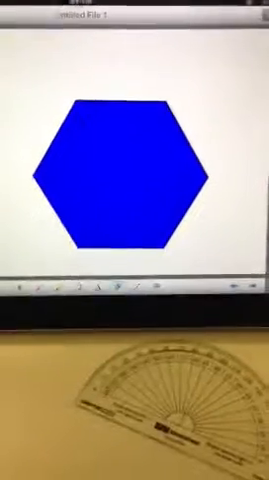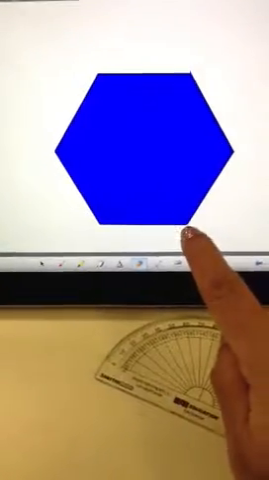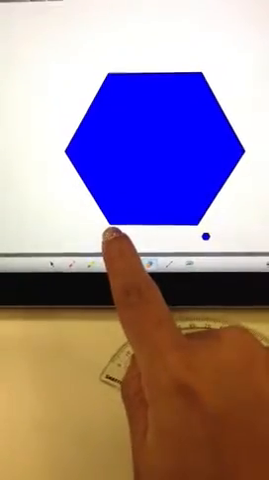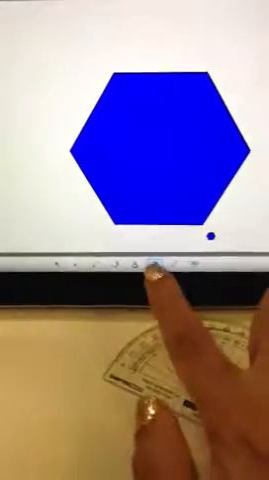I'm going to stretch it out. And I can see different kinds of angles in it. I see big angles that look stretched out. Those are obtuse. They're bigger than 90 degrees.